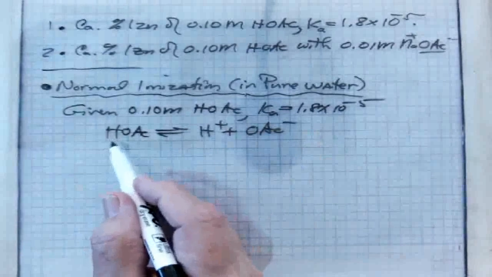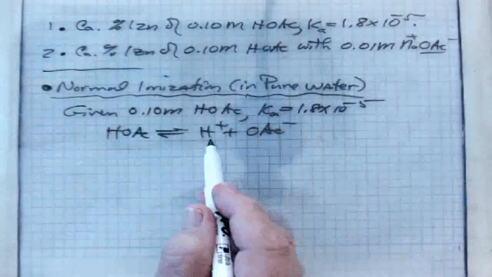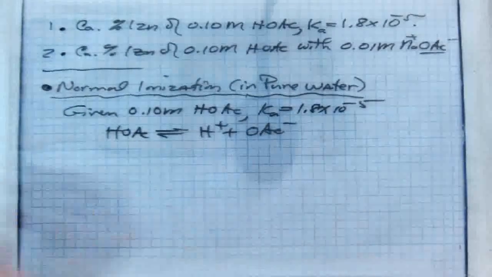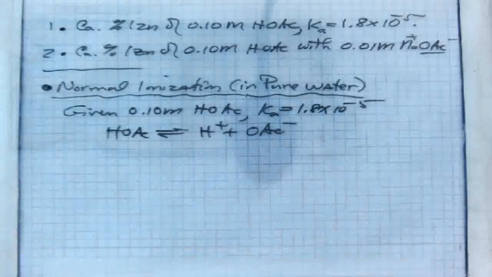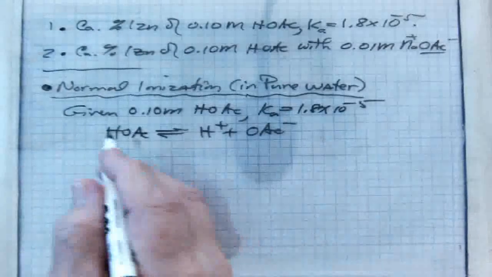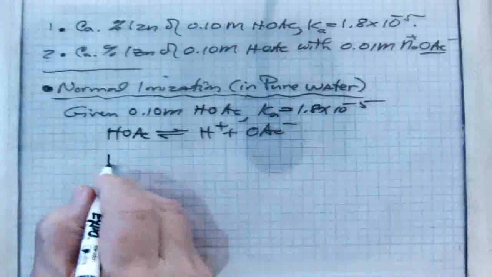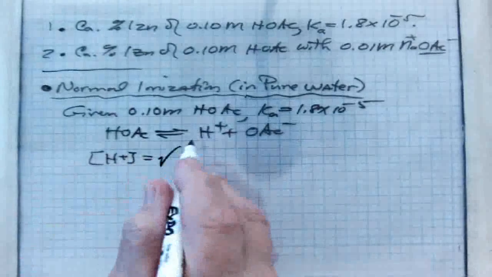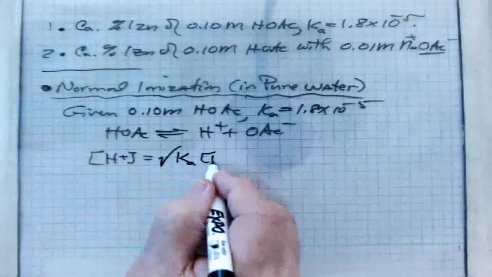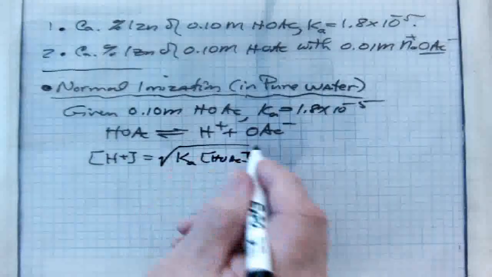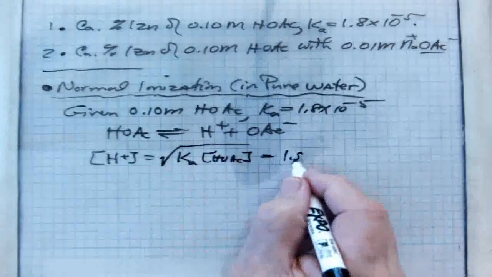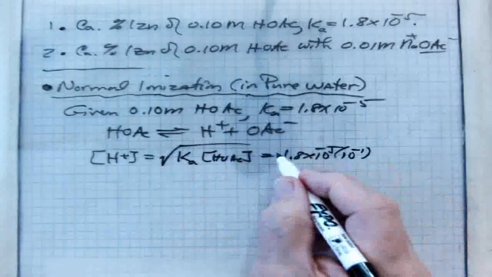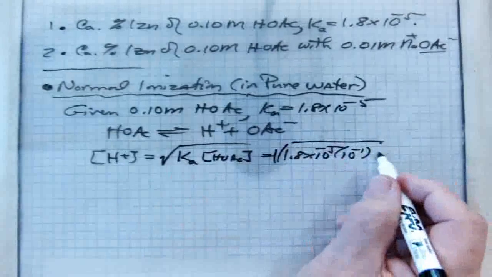Moles per liter. I believe that's 0.0013 molar in H plus ions.